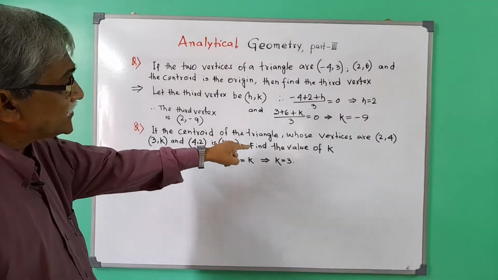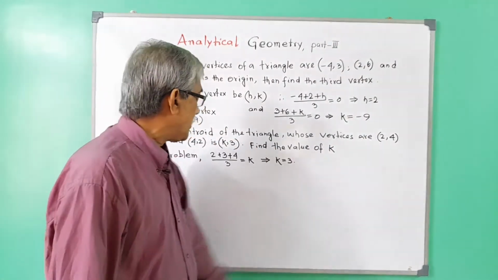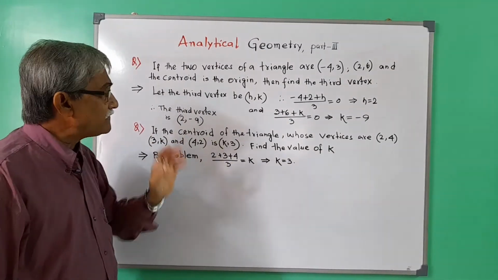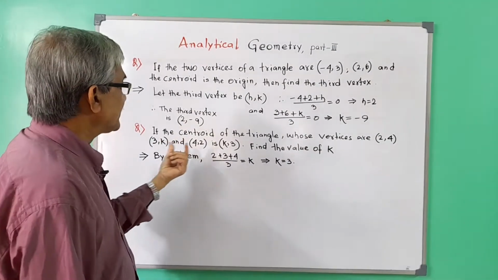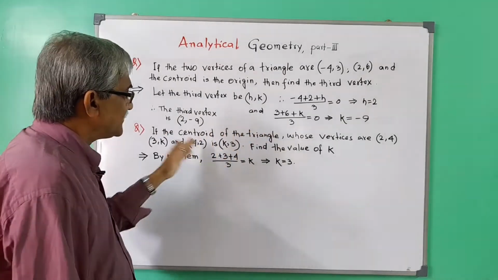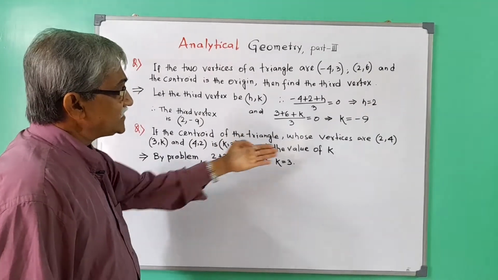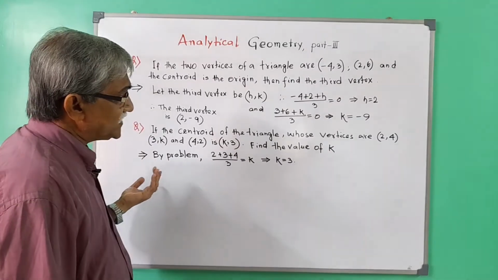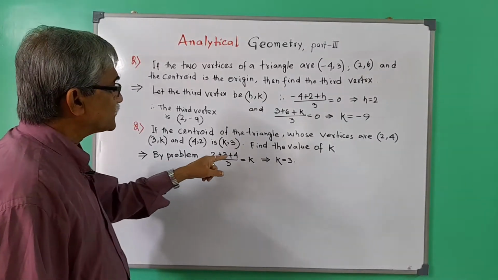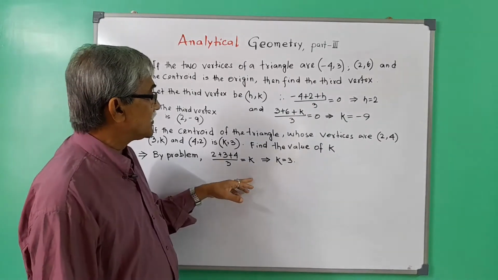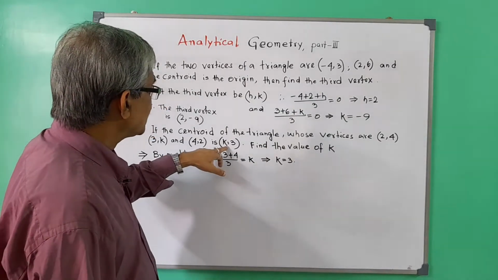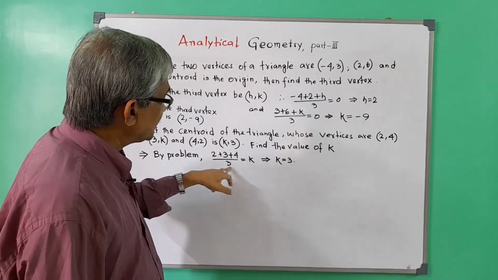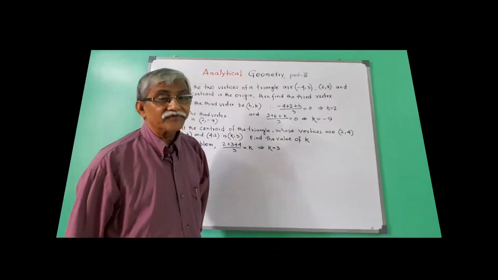Now the next question: if the centroid of the triangle whose vertices are (2, 4), (3, k) and (4, 2) is (k, 3), find the value of k. Once again, a very easy problem. Taking any one coordinate, x1 + x2 + x3 upon 3 is equal to k, the unknown quantity. So (2 + 3 + 4)/3 = k, and k becomes 3.